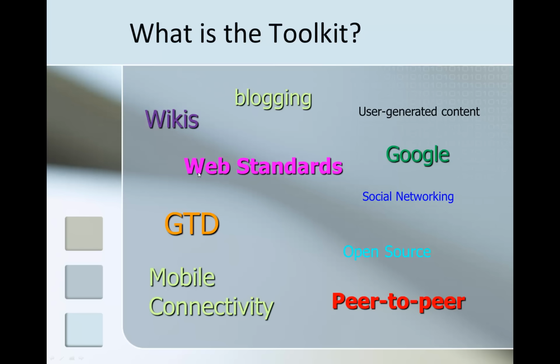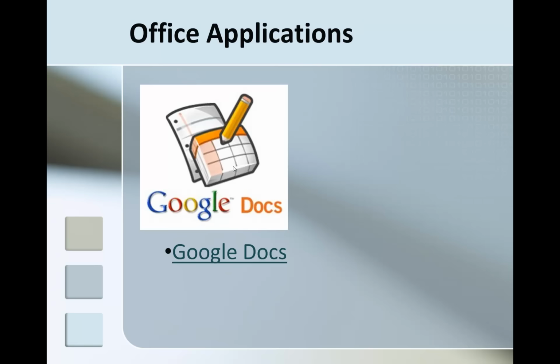And then web standards, mainly dealing with HTML5, which is a new programming language that is seeking to push Flash out of the scene. The first thing we want to talk about is some Office applications, and one of those is Google Docs, and this is a free app, and Google Docs provides you with the functionality of a full-fledged Office suite. And we all know that Microsoft Office could be very expensive, and Google Docs is free.